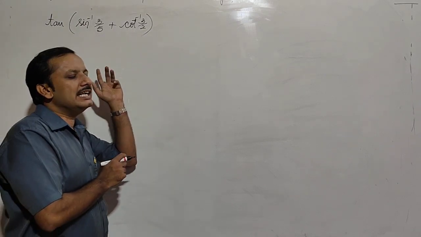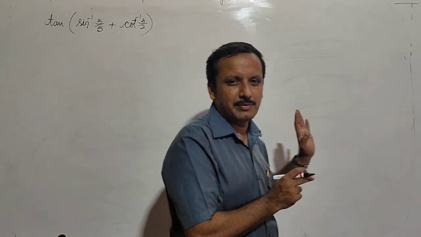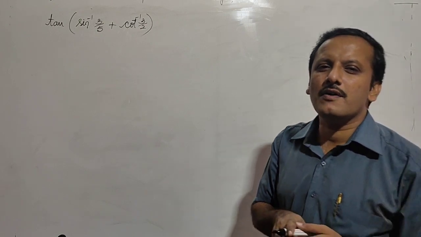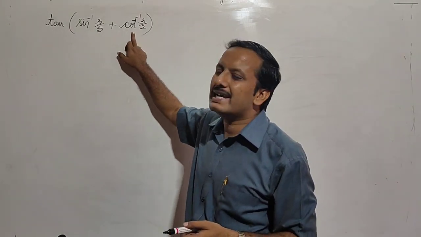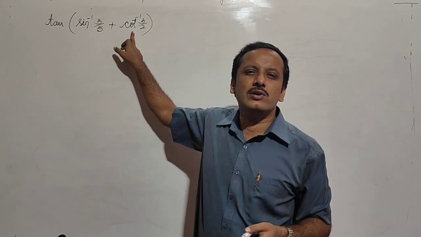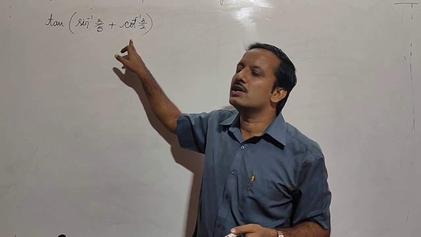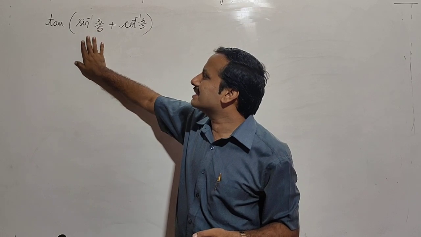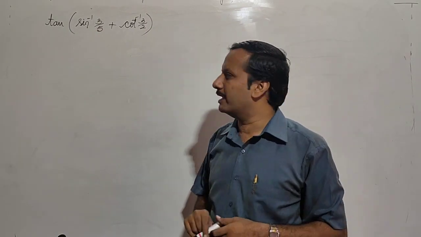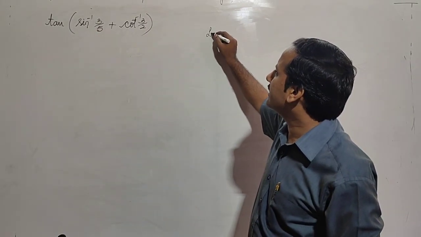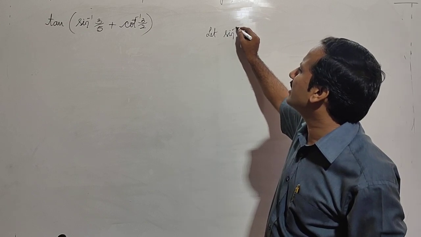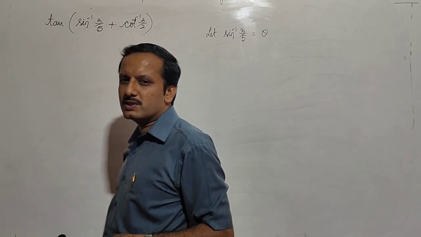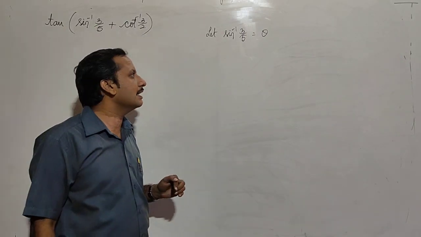So with that intention, I would like to write these two terms in terms of tan inverse. This term is very easy, because we know that cot inverse x is equal to tan inverse of 1 by x. So immediately I can write cot inverse 3 by 2 as tan inverse 2 by 3. But how to write this in terms of tan inverse, I'll explain. So I'll take sin inverse of 3 by 5 as some theta, let it be equal to theta.